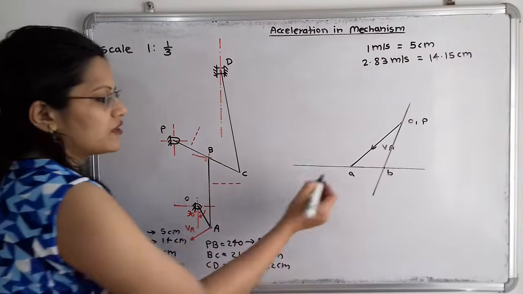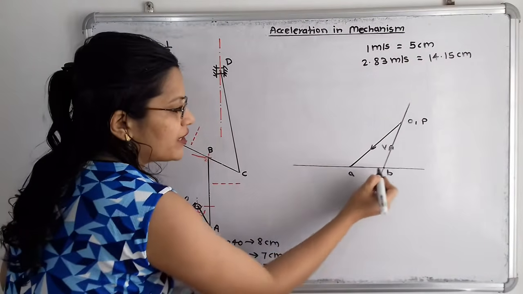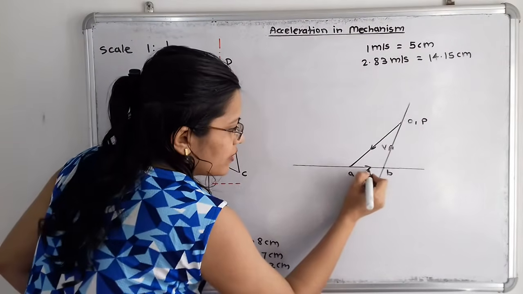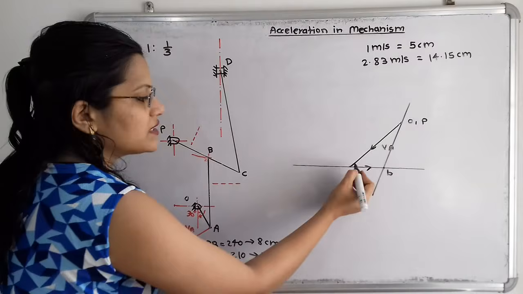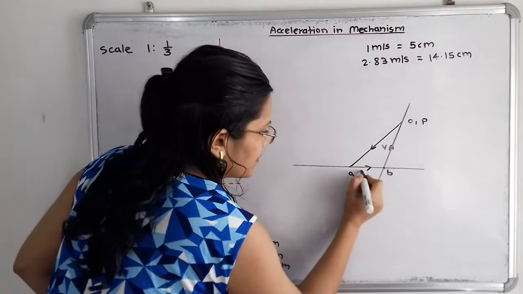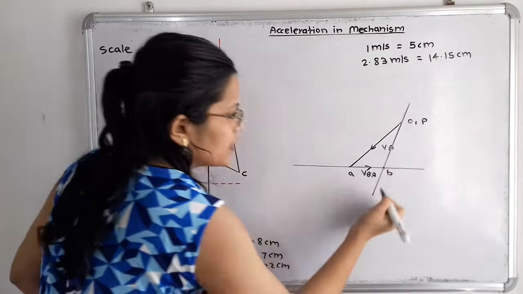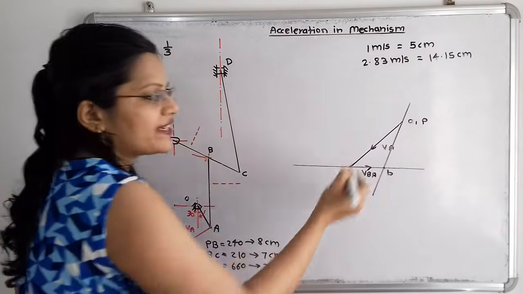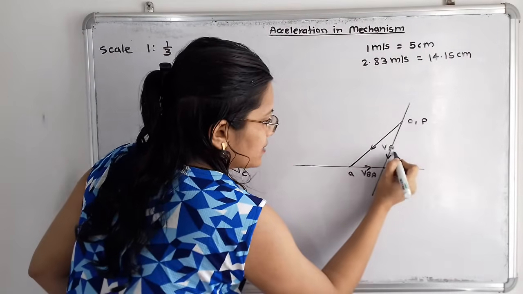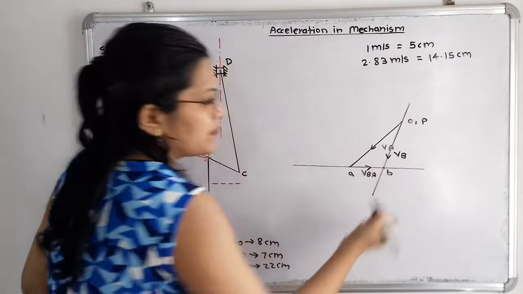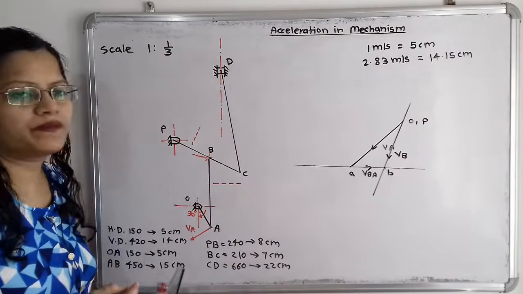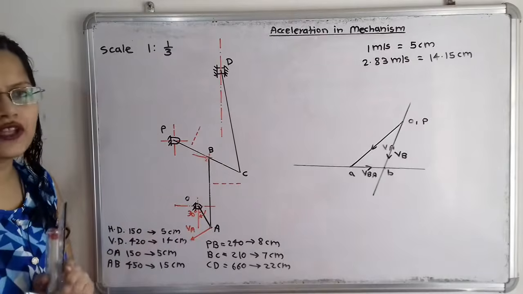Now if we observe in this AB, the initial point is A and the final point is B. So I will show an arrow towards B. This vector AB indicates the velocity of B with respect to A. Then here also the initial point is P and the final point is B. So this arrow indicates the velocity of B with respect to P. P is the fixed point, so simply we can say VB. Then we will move to the next.